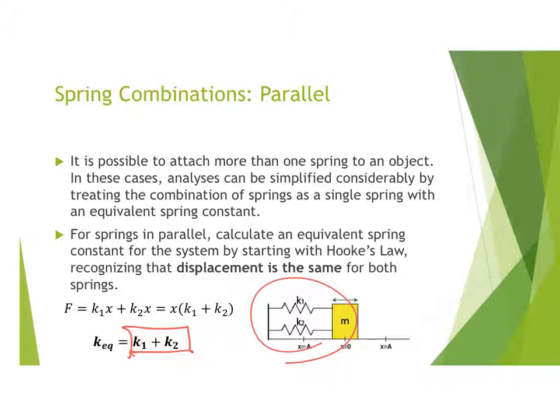Now, for springs that are in parallel, we recognize that the displacement has to be the same for both. So when I'm looking at the force being applied to the first spring and the force being applied to the second, if the x is the same, then we have to add K1 and K2 together. Notice that this equation is in black, which means that it is not on your laminated sheet. So it is something you have to keep in mind.